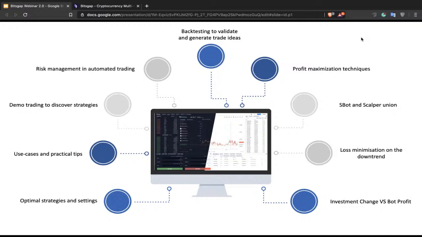I will explain to you what backtesting is all about. That's our feature, quite unique, and we've implemented it in a way that you are able to use it to generate trade ideas. I will also show you some profit maximization techniques depending on the market conditions.